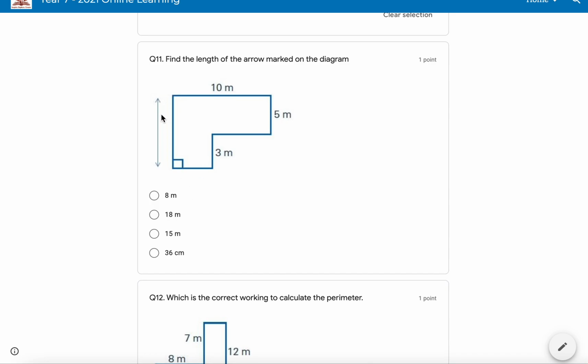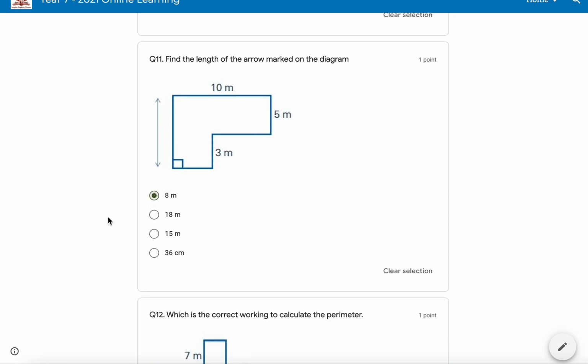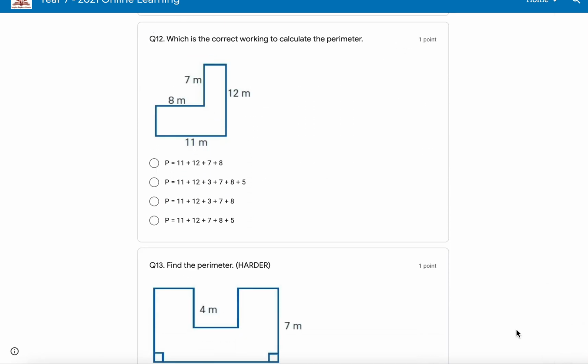So we know our length is 3 plus 5, which is 8. All right, and we've got a similar question here with question 12. It says, what is the correct working to calculate the perimeter?